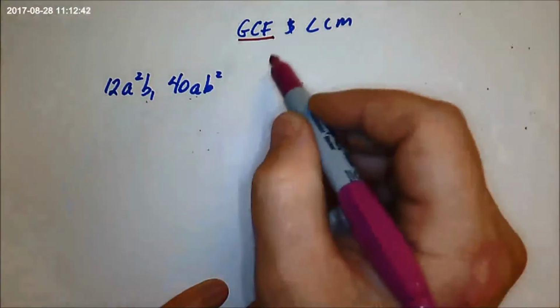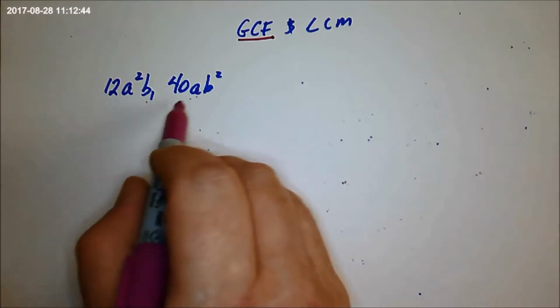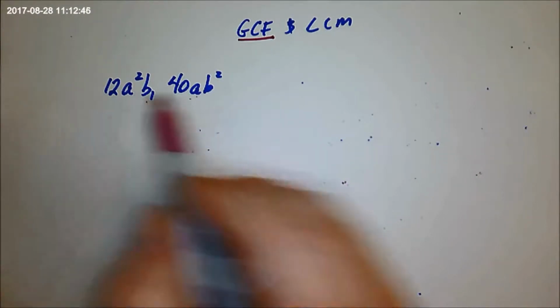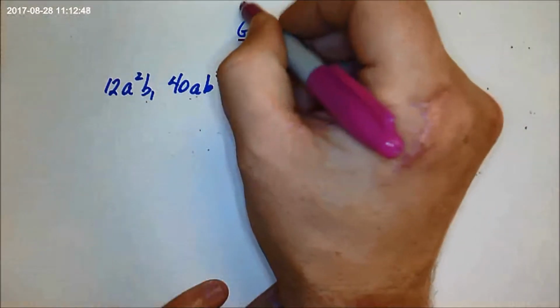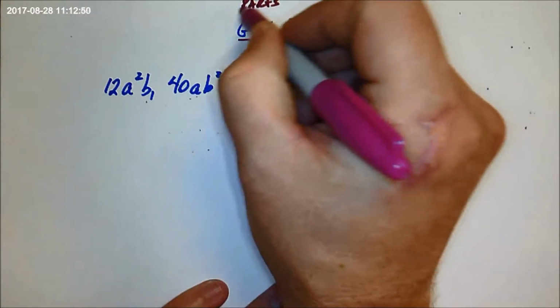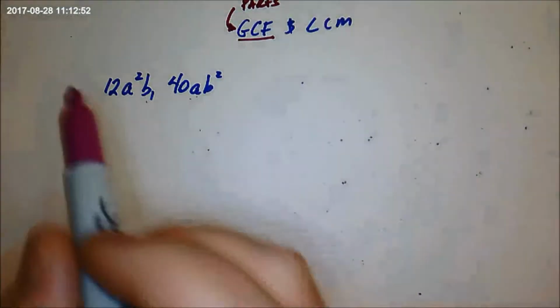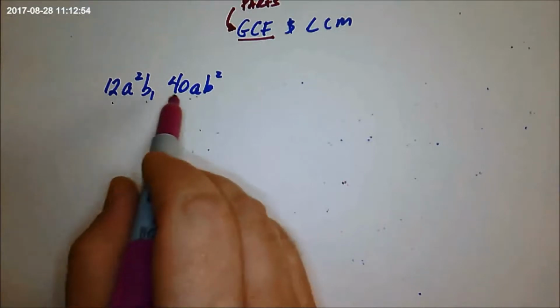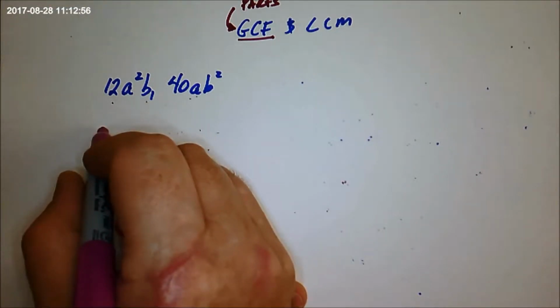Anyway, very quickly, greatest common factor means what is the biggest thing that's a part of both of these? And so that's kind of a tricky thing. This is a part, right? So we're talking about what's the biggest thing that's a part of both of those.